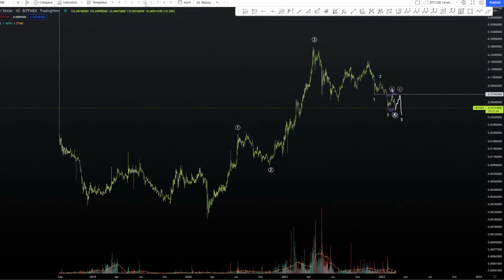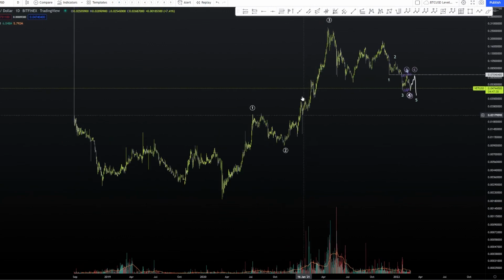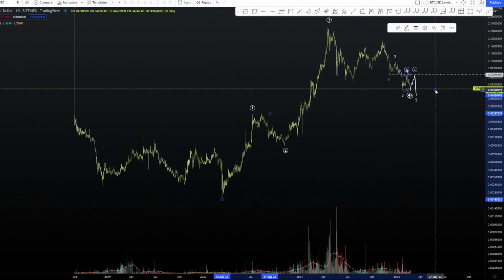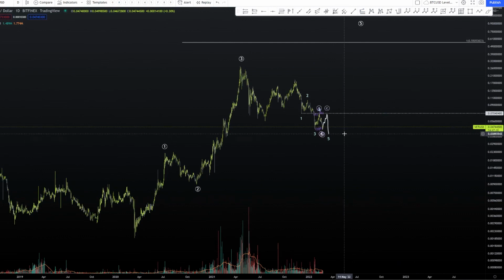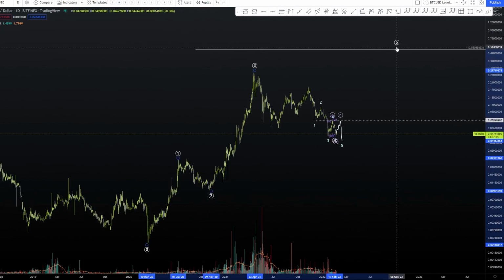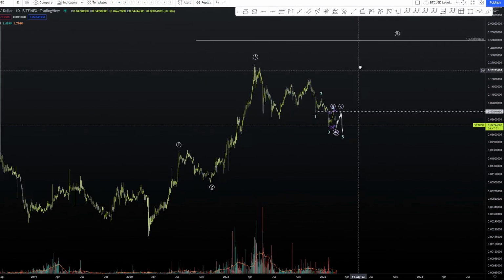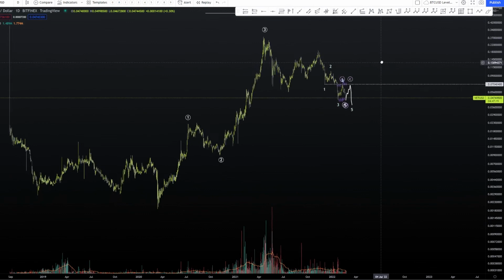Now what we could be looking for as a target is equality with this wave 1, because it looks like this wave 3 is extended compared to the wave 1. So taking a trend-based Fibonacci extension tool, comparing the length of wave 1 to the bottom of wave 4, assuming wave 4 ended right here, then the 1-to-1 on log scale would be around 0.55 cents. So that could be a target for the wave 5 if we happen to end right here.